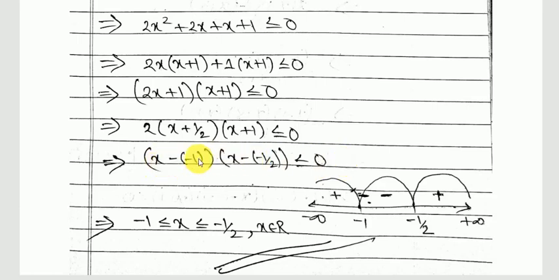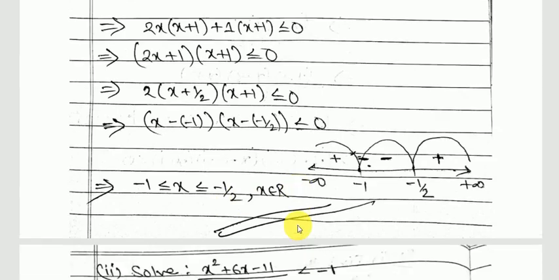So we are looking for those values also for which it becomes 0. So it is getting 0 for which value? For -1 and -1/2. Okay, so that means I have to include -1 and -1/2 also. So all the real numbers from -1 till -1/2 will satisfy this expression. So here the value of x is greater than or equal to -1 and less than or equal to -1/2, and x belongs to real numbers.